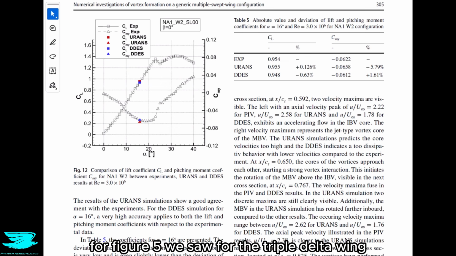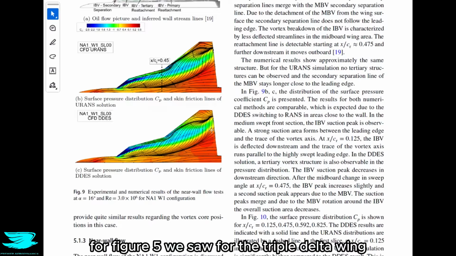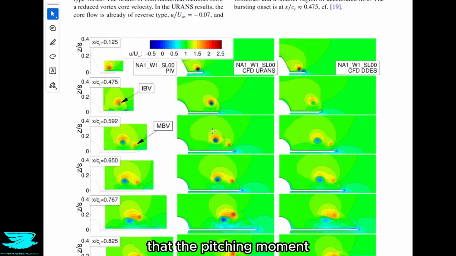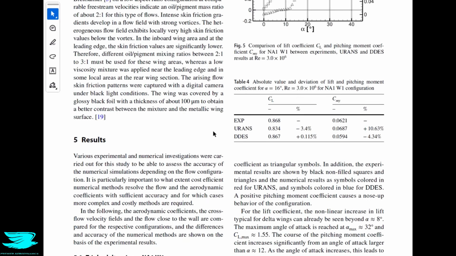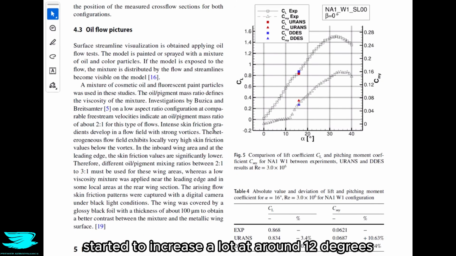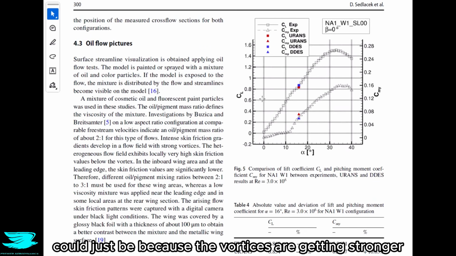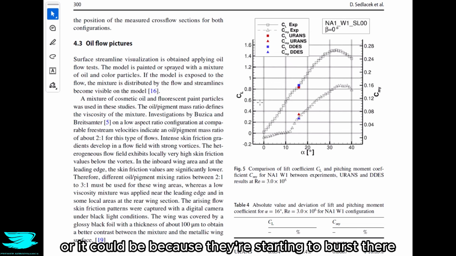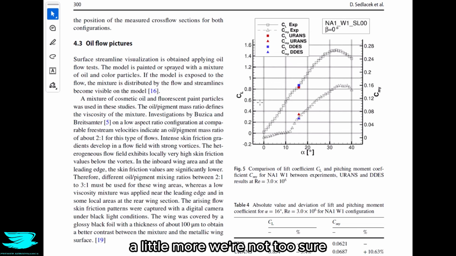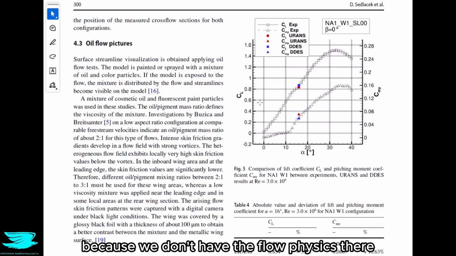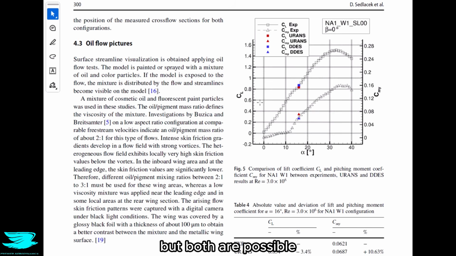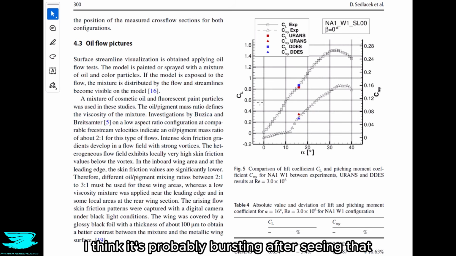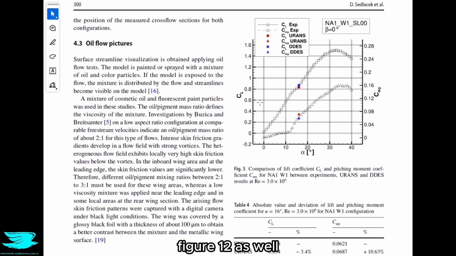For figure 5, we saw for the triple delta wing that the pitching moment coefficient started to increase a lot at around 12 degrees, which again could just be because the vortices are getting stronger, or it could be because they're starting to burst there a little more. We're not too sure because we don't have the flow physics there, but both are possible. I think it's probably bursting after seeing that figure 12 as well.